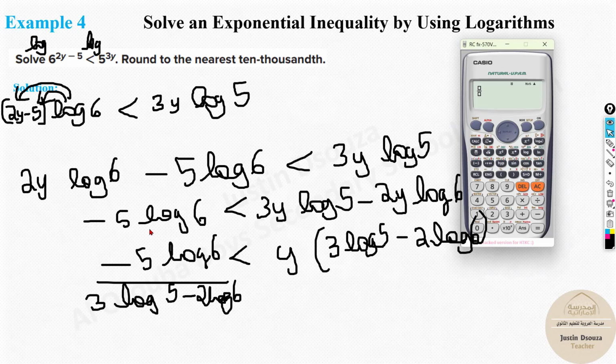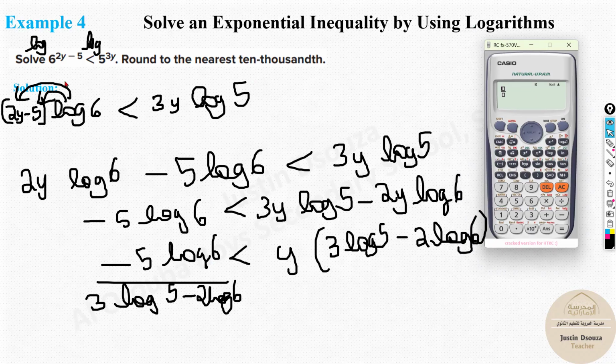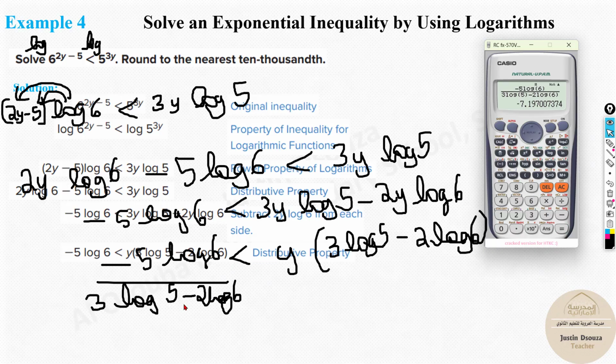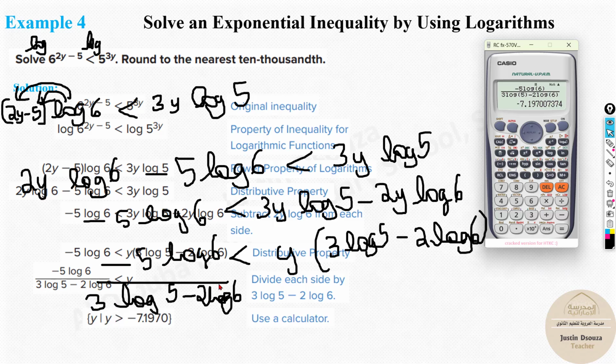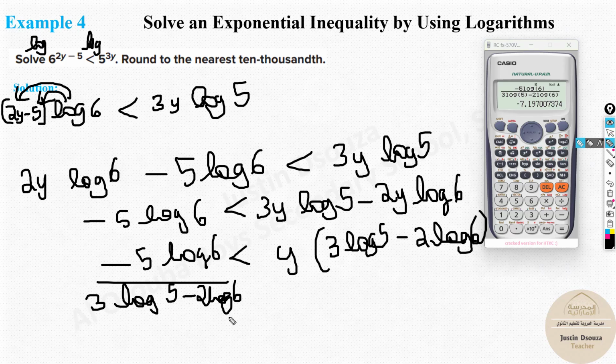So basically over here, the assumption is log functions can be used by calculator. That's why. Now if you're using a scientific calculator, you can even put this entirely and solve, but I'll tell you for that. Minus 5 log 6, close the bracket, divided by 3 log 5 minus 2 log, sorry, it's not cos, log 6. The answer is negative 7.1 and so on. That's the correct answer. Now here, the important thing is, it'll be minus 7.197 is less than y.